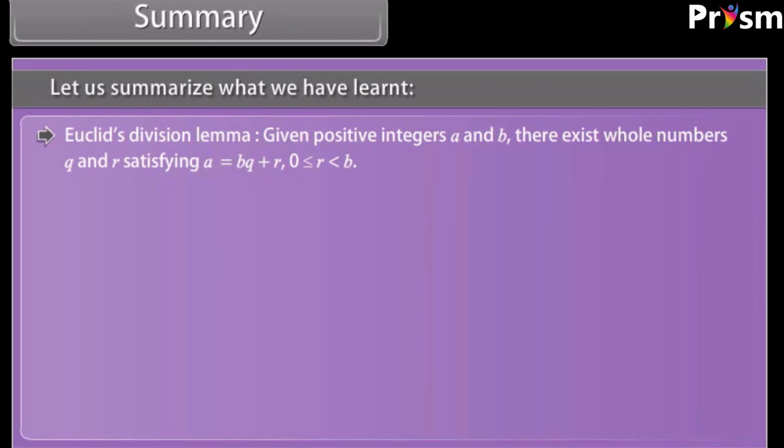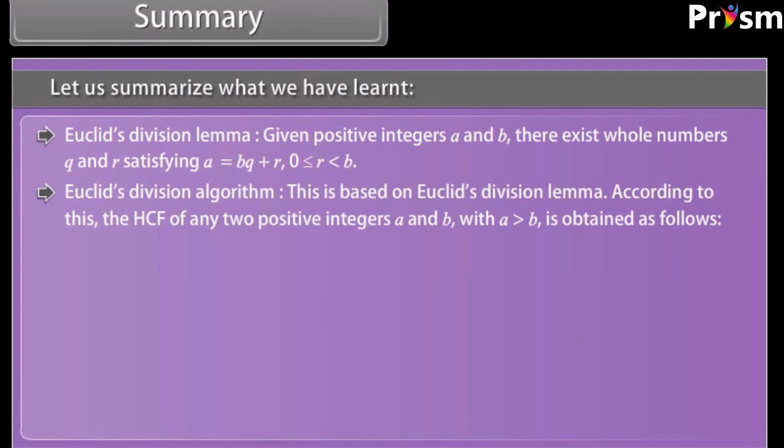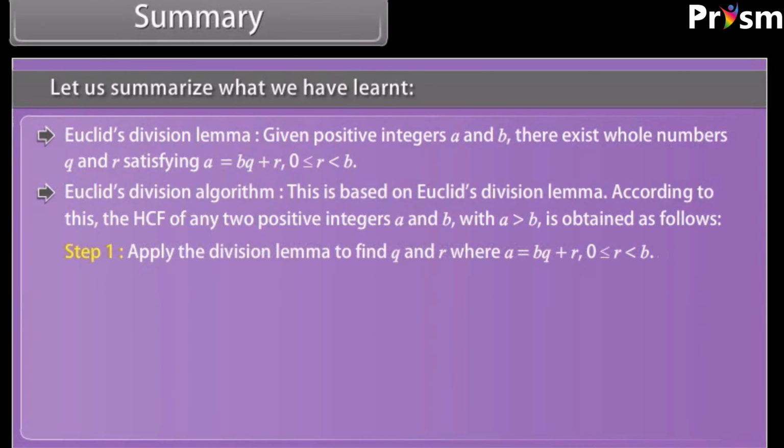Summary. Let us summarize what we have learned. Euclid's division lemma: given positive integers a and b, there exist whole numbers q and r satisfying a equals bq plus r, where 0 is smaller than or equal to r, which is smaller than b. Euclid's division algorithm is based on Euclid's division lemma. According to this, the HCF of any two positive integers a and b, with a greater than b, is obtained as follows. 1. Apply the division lemma to find q and r, where a is equal to bq plus r, 0 is smaller than or equal to r, which is smaller than b.